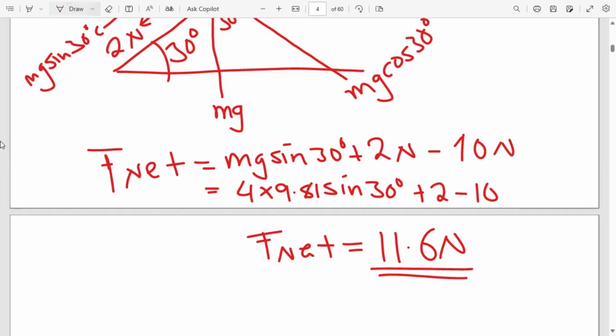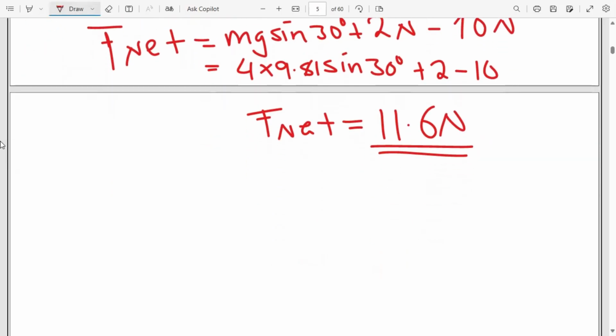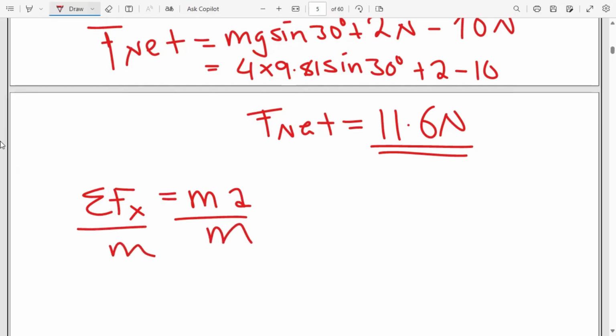Part 2 of the question says we should calculate the acceleration. For acceleration, we use Newton's second law: the summation of forces in the x-axis is equal to mass multiplied by acceleration. The summation of forces is already the net force we calculated in the x-axis, which is 11.6. Now, we divide both sides by mass, which gives us acceleration.